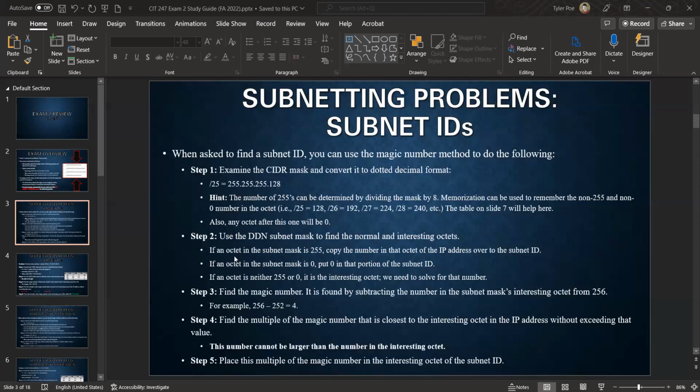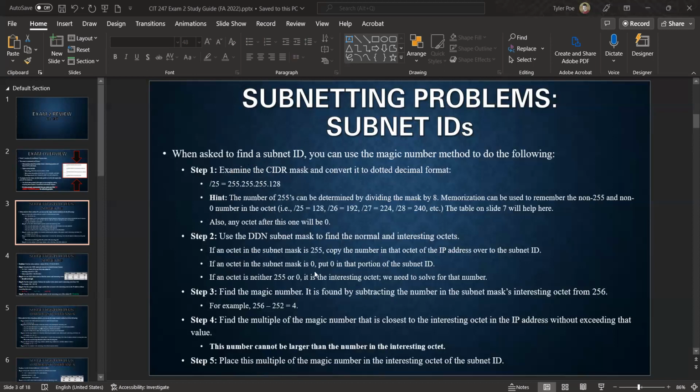So if an octet in the subnet mask is 255, we copy the number in that octet of the IP address over to the subnet ID. For example, if we have 192.168.1.100 or something, because these first three octets have 255, we carry over, and the subnet ID is also going to have the same three octets as the IP address we're given. So in other words, 192.168.1 will be carried over.